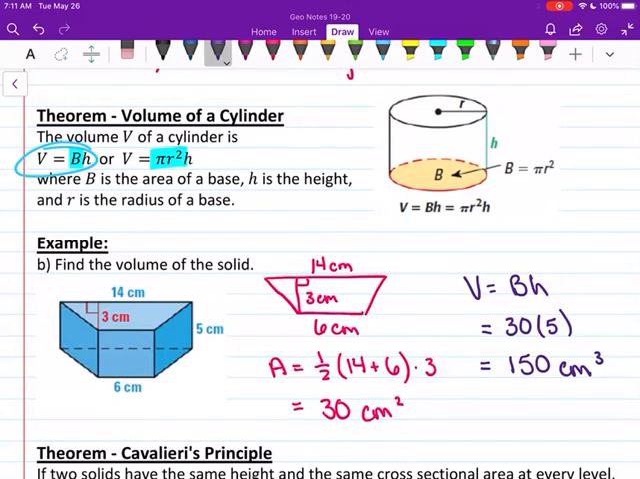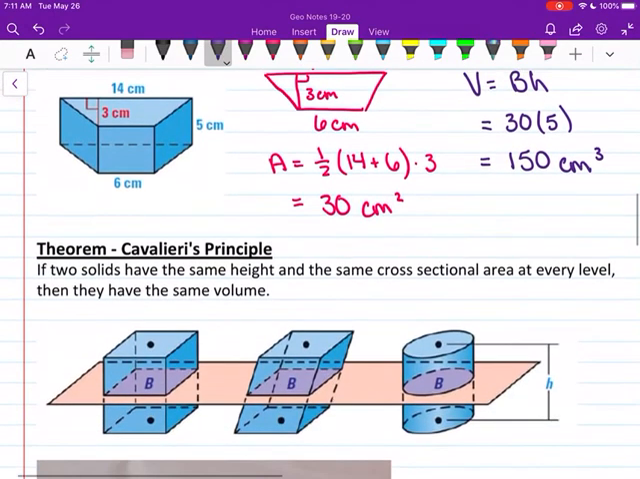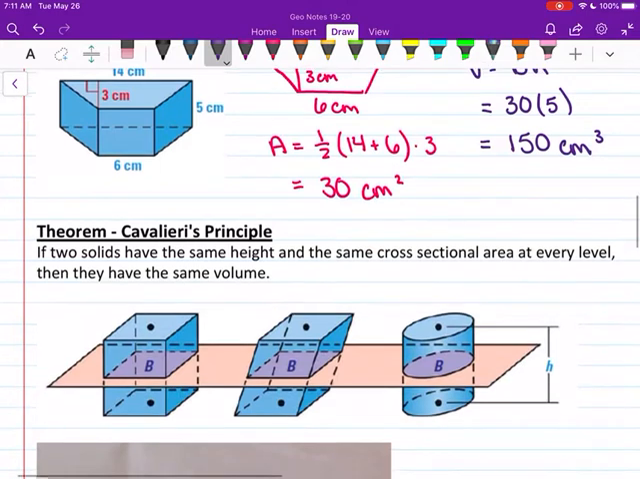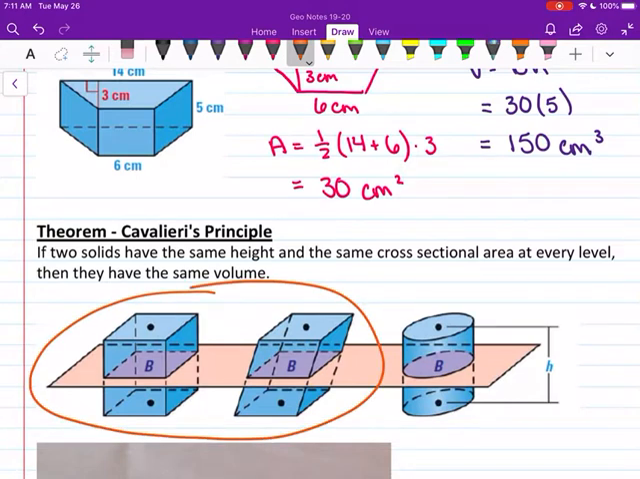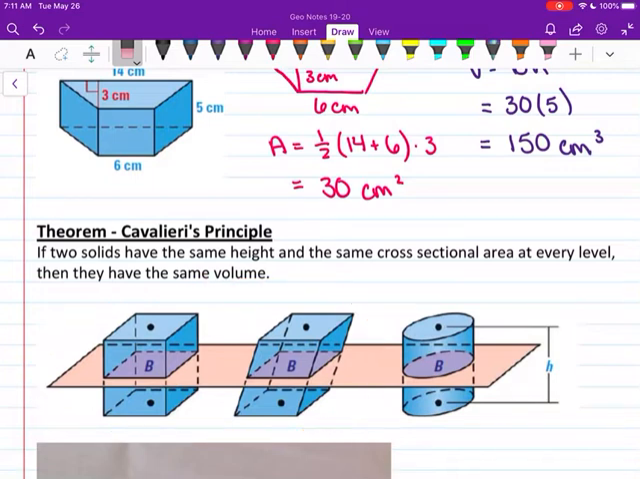Okay. The next thing we're going to talk about is Cavalieri's principle. Cavalieri's principle says if two solids have the same height and the same cross-sectional area at every level, then they have the same volume. So these two figures here, the first two, are going to have the same... oh well, I guess not, because one of them's a rhombus and one of them's a square. But if the bases here were congruent, if this shape and this shape were congruent, maybe they are, I can't tell, then those two prisms would have the same volume.